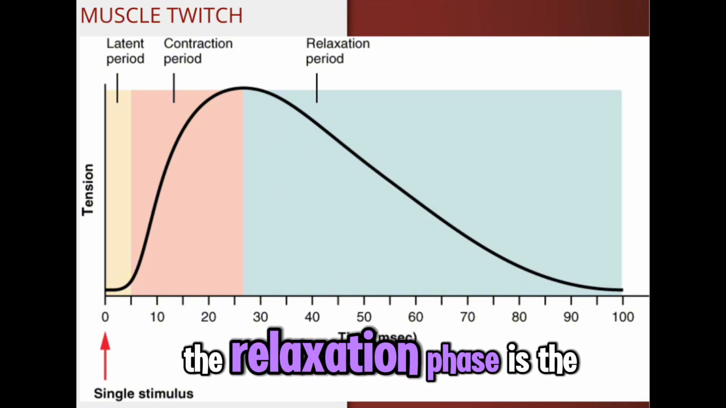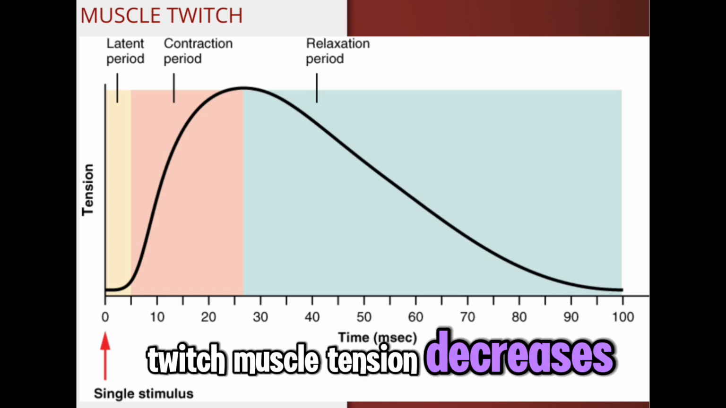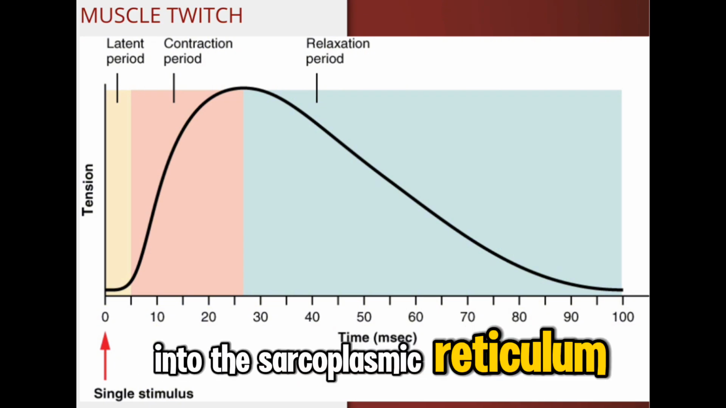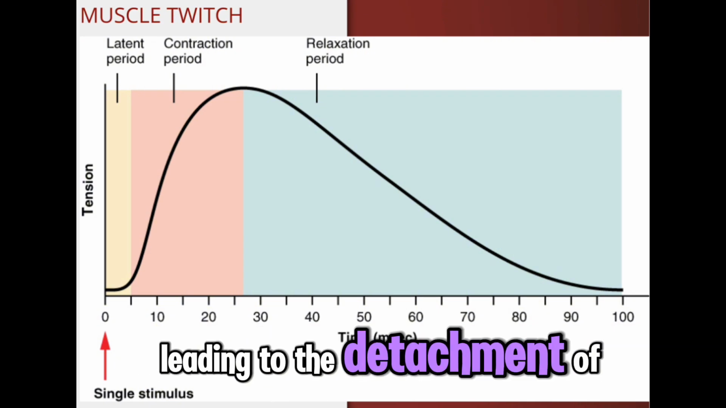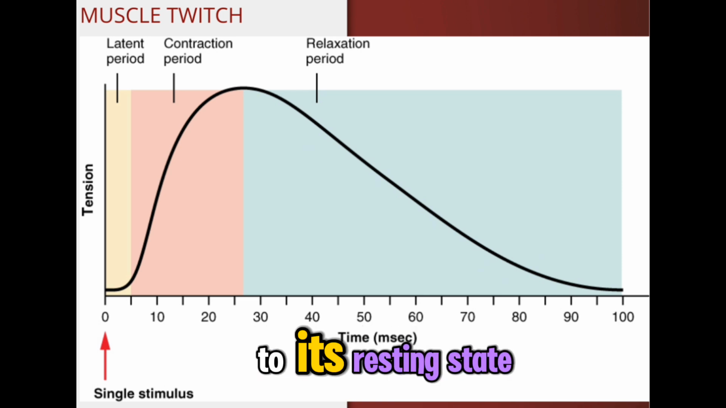The relaxation phase is the final phase of the muscle twitch. Muscle tension decreases as calcium ions are pumped back into the sarcoplasmic reticulum, leading to the detachment of actin and myosin cross bridges and the muscle fiber returning to its resting state.